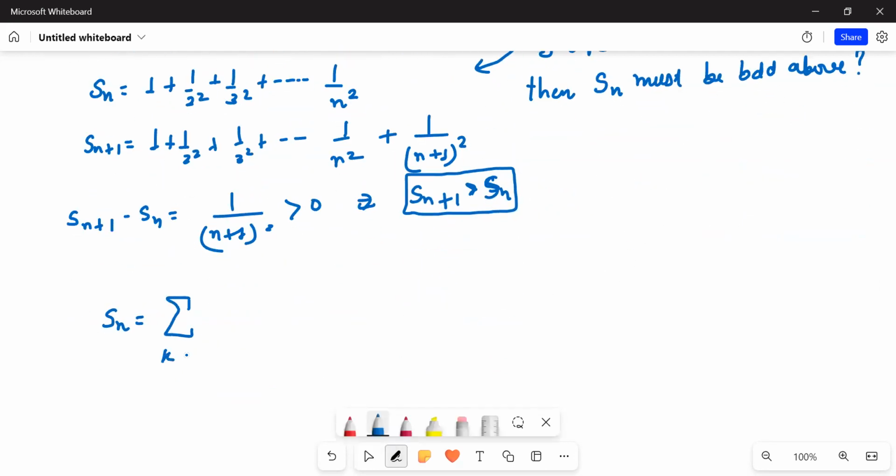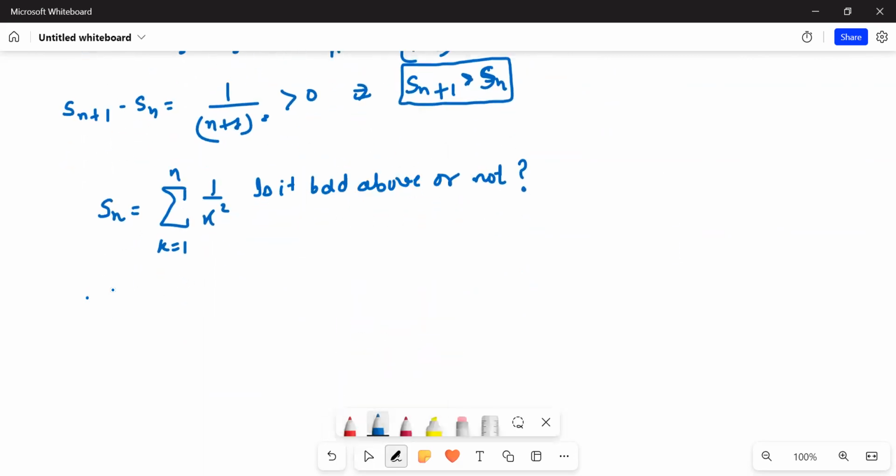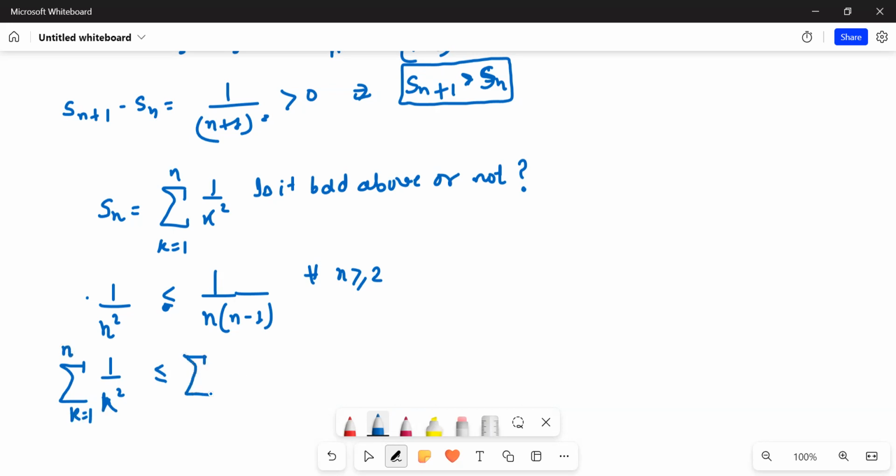So let's see whether the series summation 1 upon n square is bounded above or not. This is something that we need to see. For n greater than or equal to 2, summation 1 upon k square, k equals 1 to n, will be strictly less than the bound we construct.